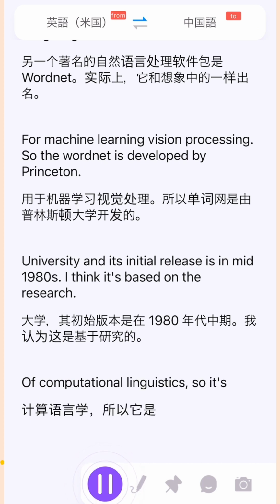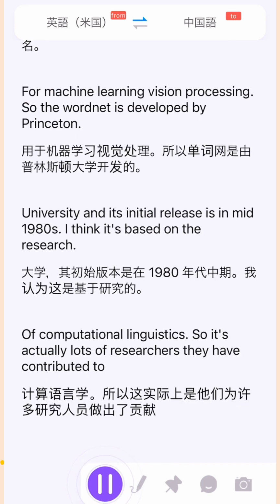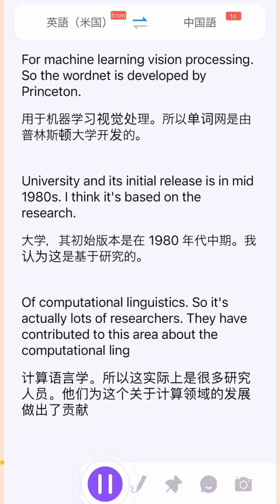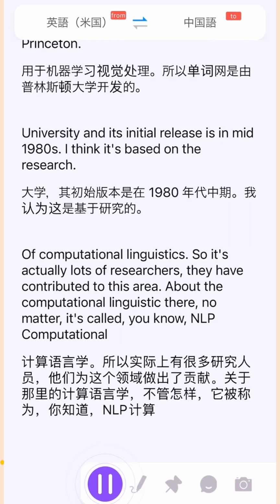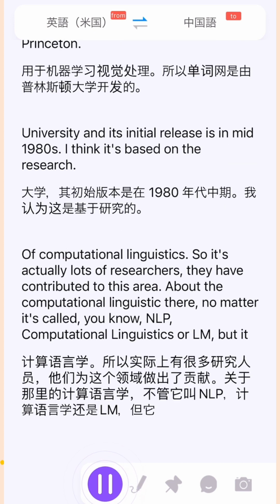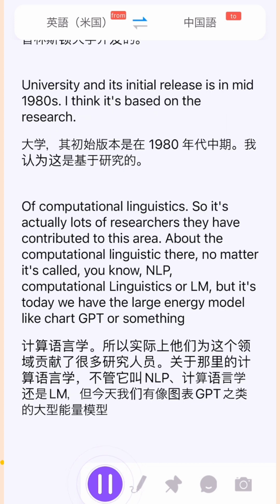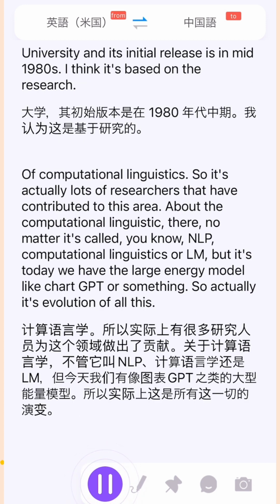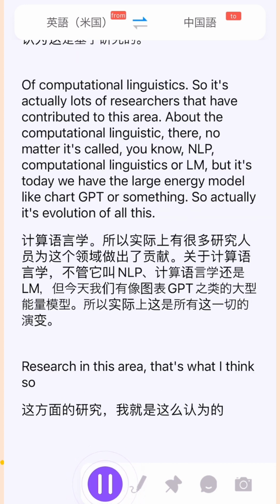So it's actually with lots of researchers who have contributed to this area of computational linguistics. No matter whether it's called NLP, computational linguistics, or LLM, today we have large language models like ChatGPT. So actually, it's an evolution of all this research in this area. That's what I think.